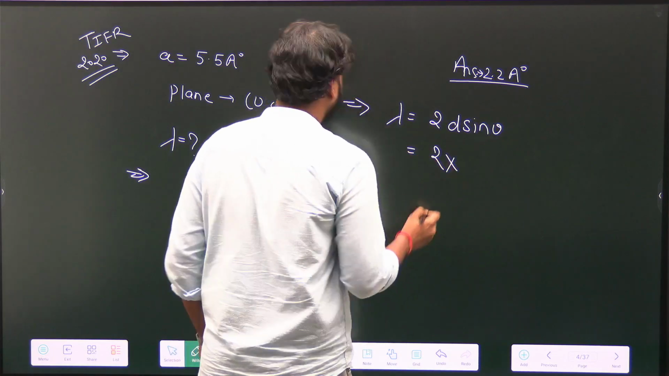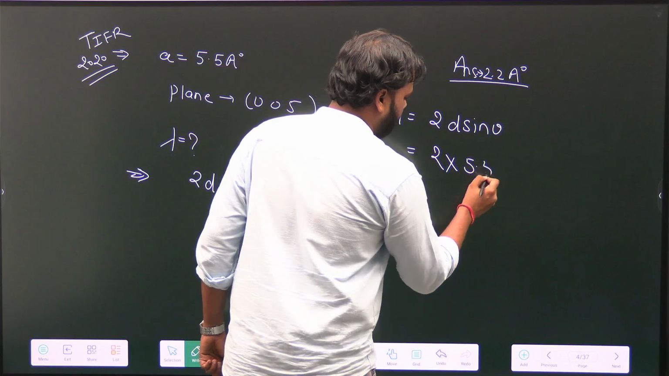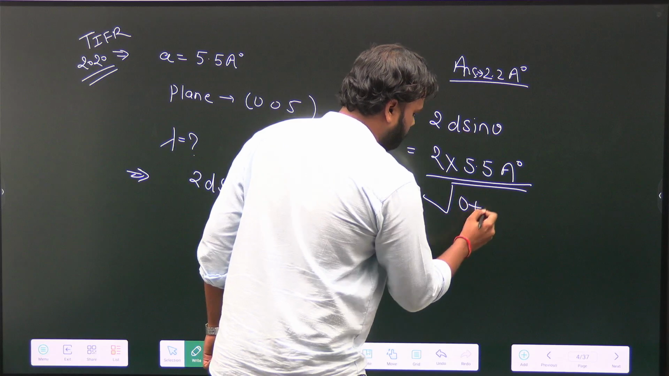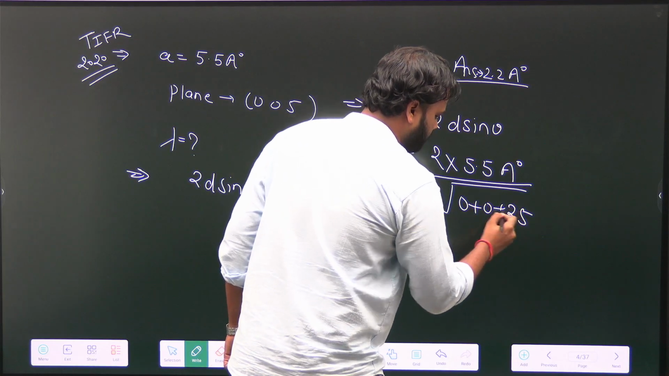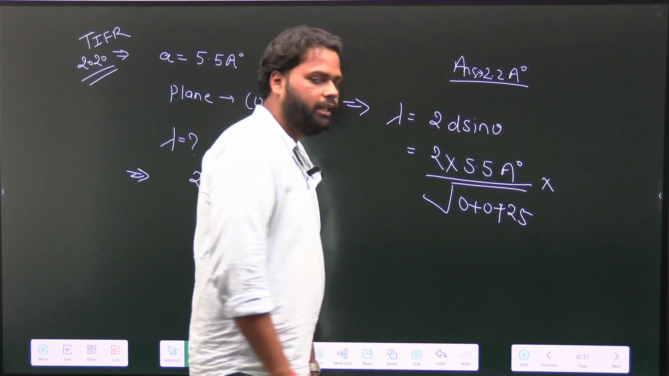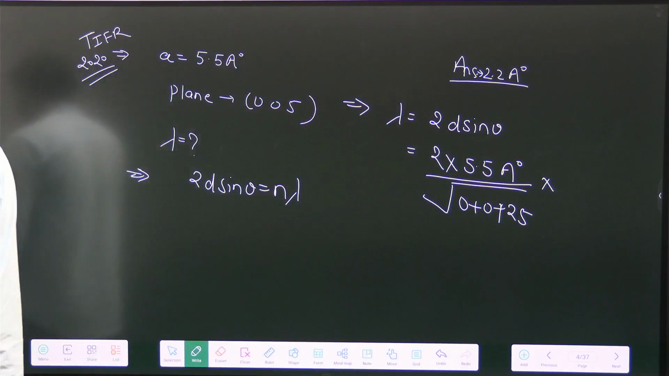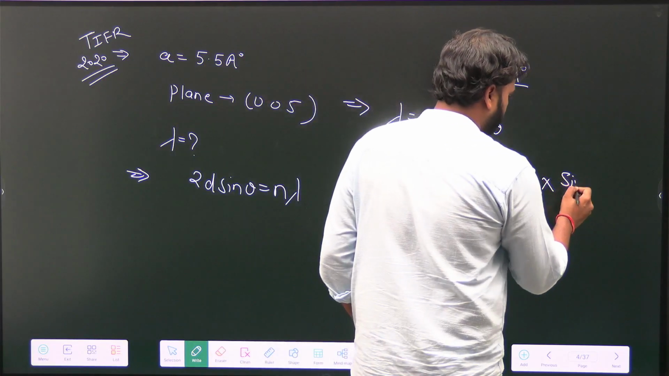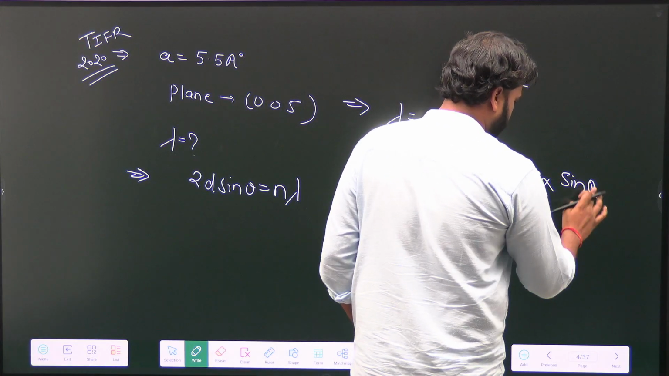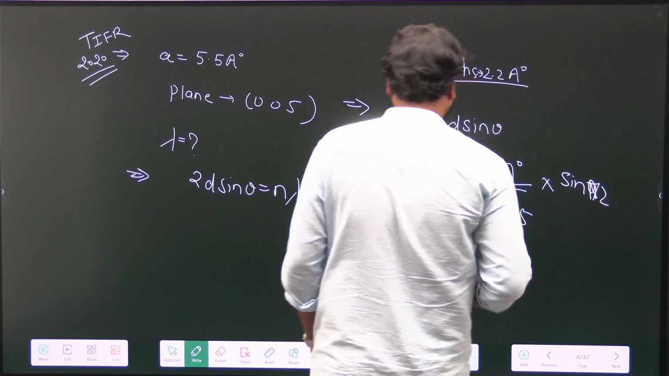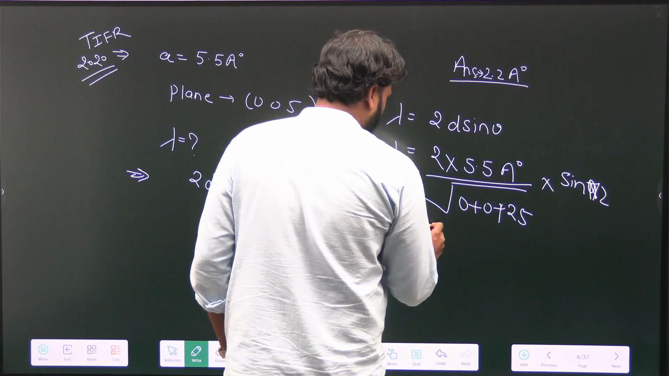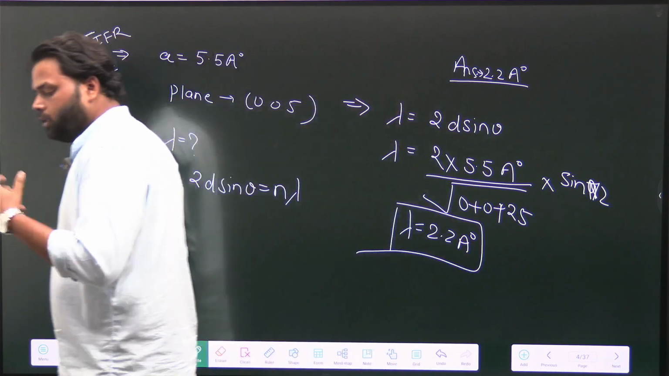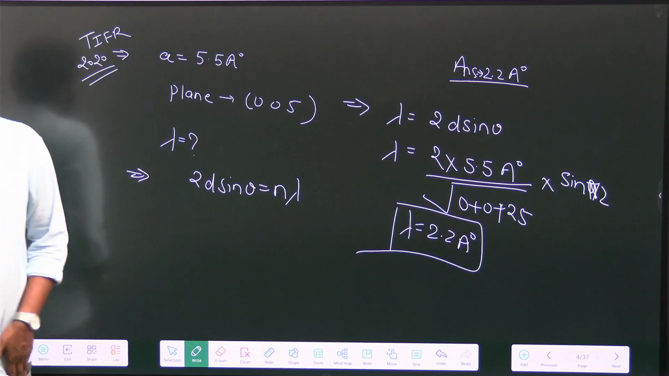It will be 2 multiplied by 5.5 angstrom divided by root under 0 plus 0 plus 25, and sin theta. What value will you take for theta? Pi by 2, yes, it should be pi by 2. Sine of 90. And when you solve this, you will get 2.2 angstrom. Clear? Look, it's a TIFR question. It comes based on this equation.